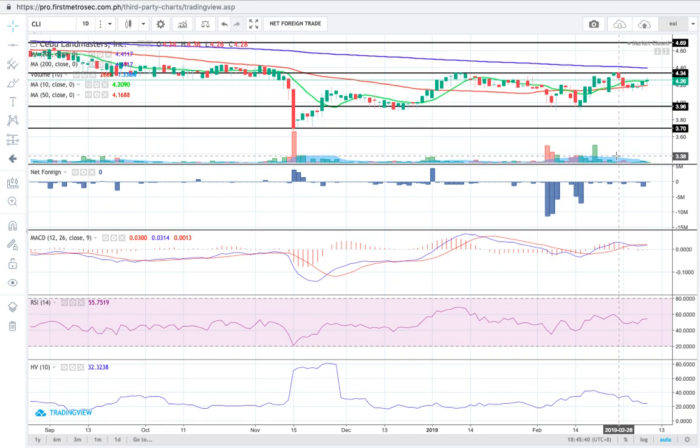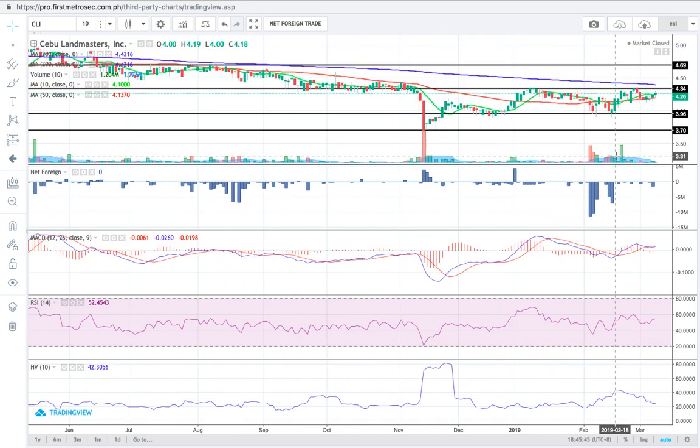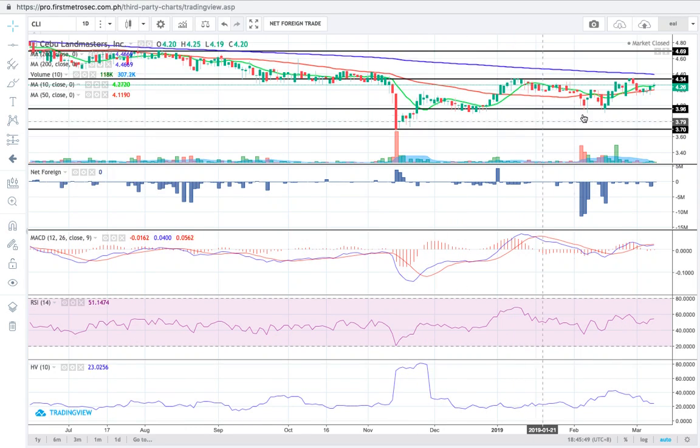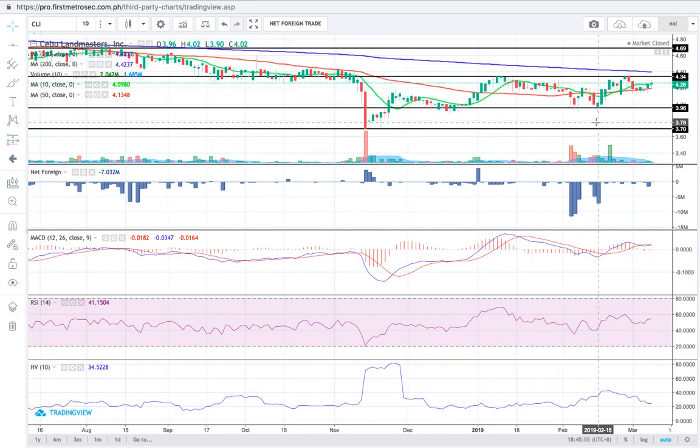Now, if you have a position on CLI, let's say your average price on CLI is lower than 4.26, what should you do then? My advice is that you stick with your trailing stop loss, and your trailing stop loss should be calculated based on the current price, which is 4.26. That is if your average price is less than 4.26.